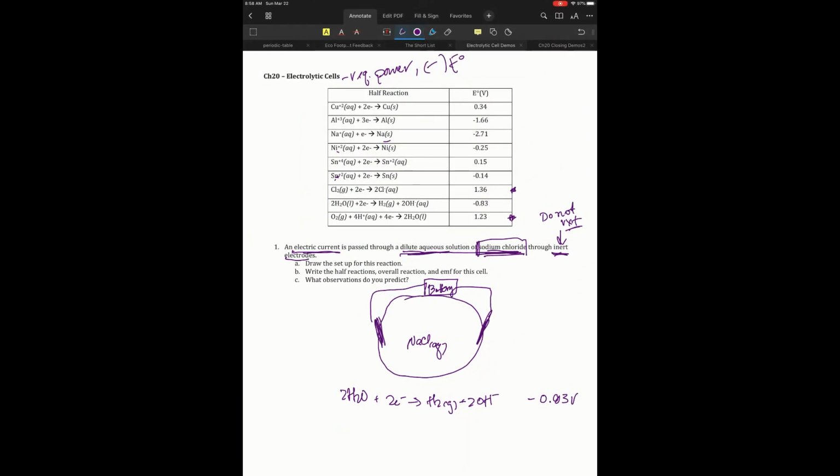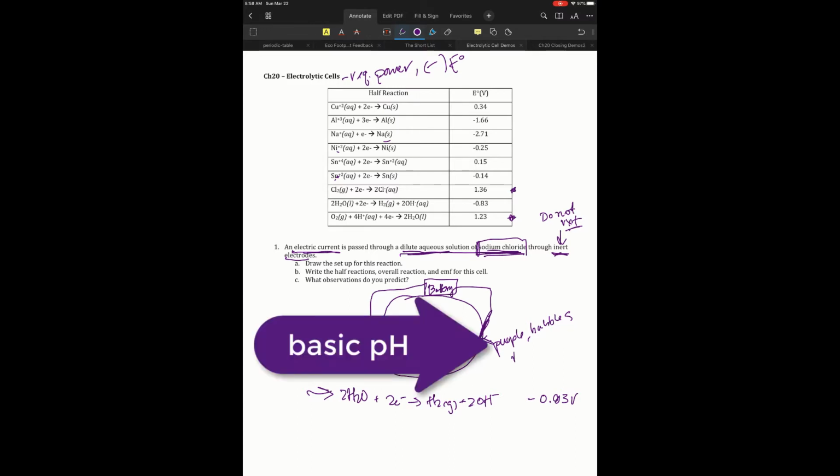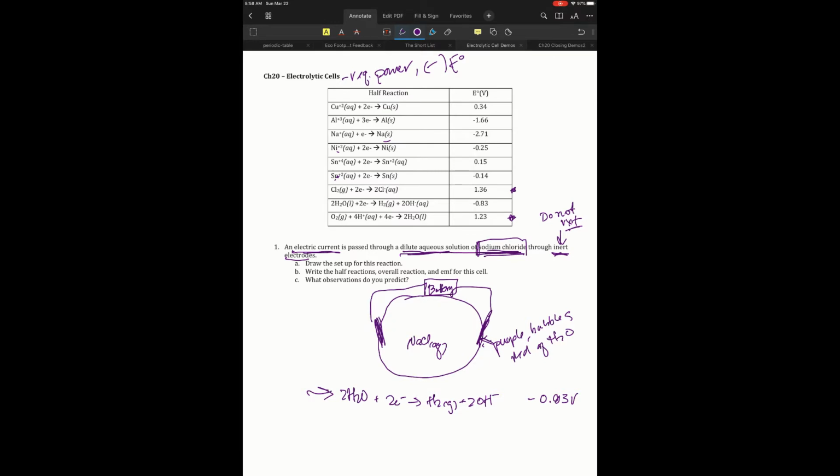Does the purple make sense with the bubbles? Right, that's this one right here. So here, purple, bubbles, right? Which means that reaction is happening there. So there we are getting the reduction of water to form hydrogen gas and hydroxide ions, right?